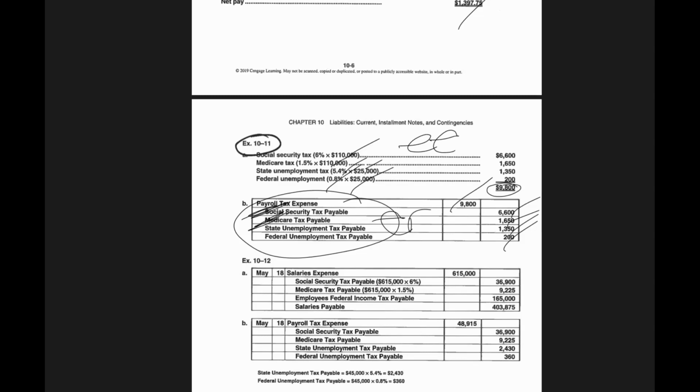So the total of Social Security tax payable for both the employee and the employer would be the 6,600 times 2. Each pays half. Same with Medicare, 1,650 times 2. Each pays half. But the state unemployment and the federal unemployment, that is only an employer tax.